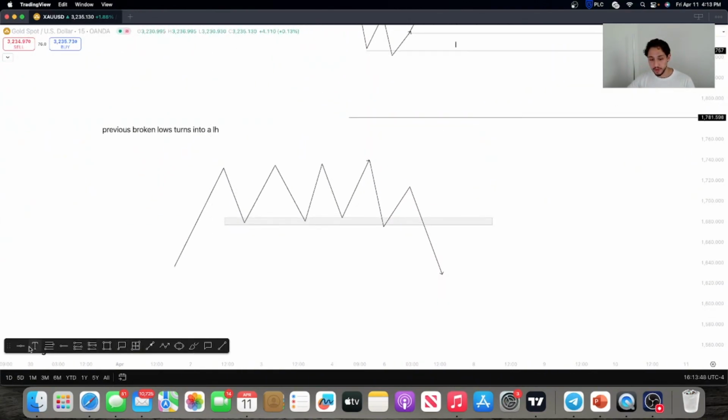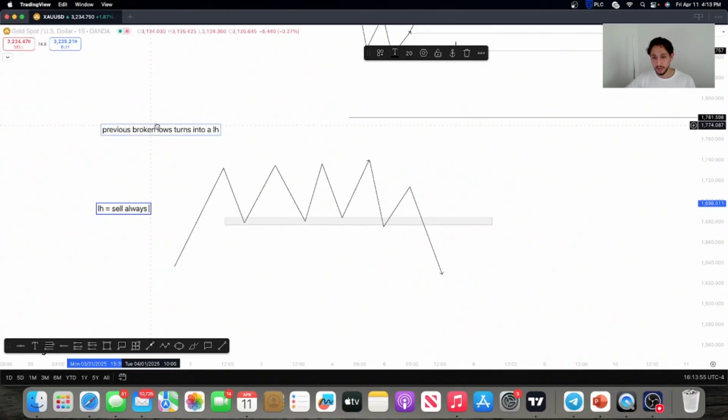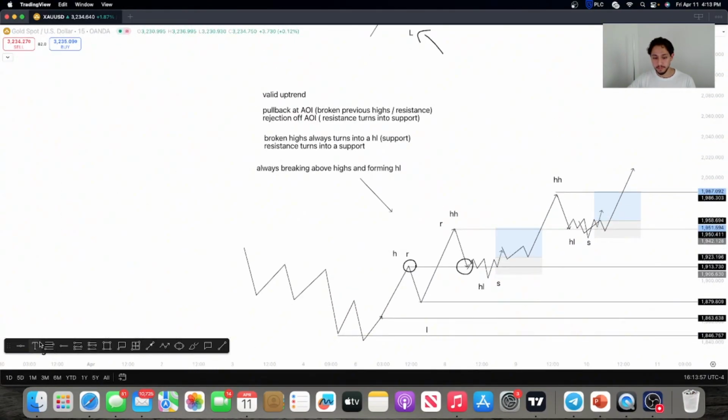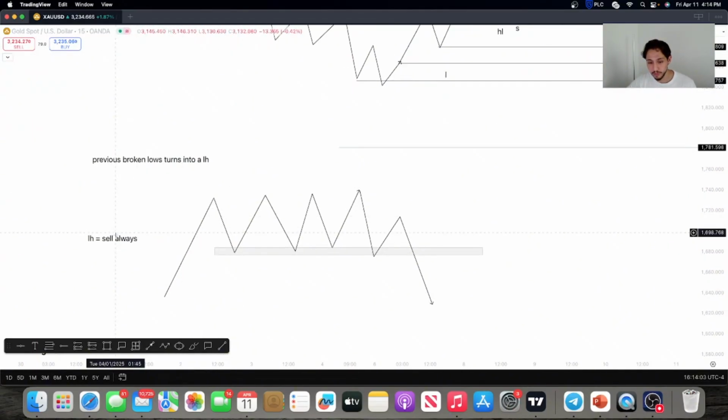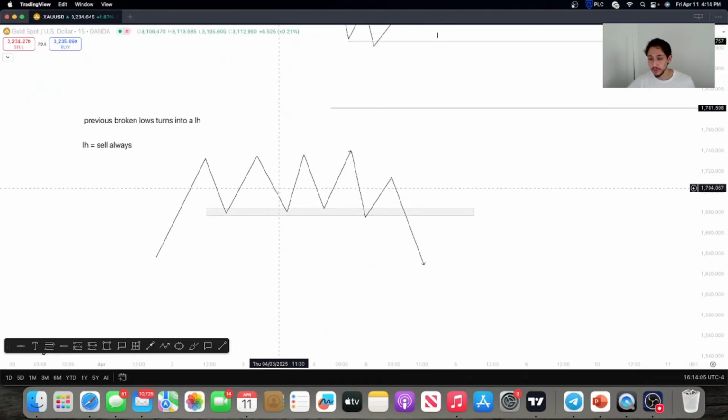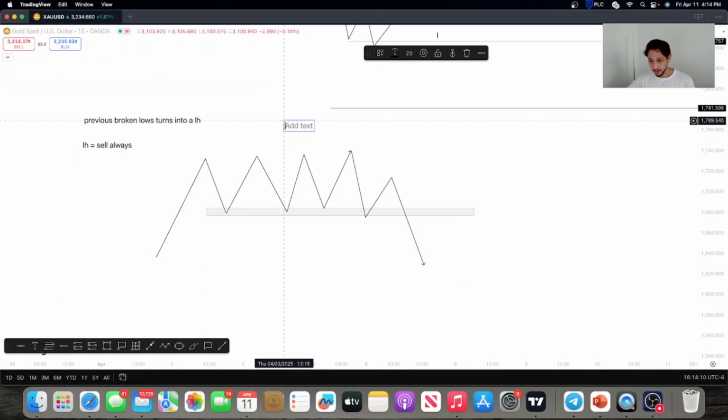So let's write this down over here. Lower highs equal sell, always. And then over here, higher low, buy, always. All right, so we're going to write that down for you guys to have that context clue. So over here, we have a high point. We have a higher high point. We have a higher low point. All right, let's just make this an example.